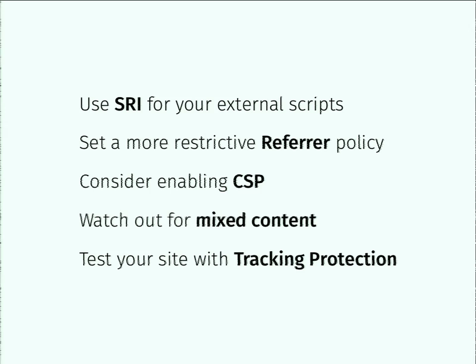All right, so for developers, it's pretty simple. It's the stuff that I've been talking about. Use SRI for all of your external scripts, the ones that don't change. Set a more restrictive referrer policy, ideally no referrer if you can afford it, otherwise one of the other ones. Consider enabling CSP. Now CSP, if you're trying to add it to an existing site, can be a lot of work, but for a new site, if you start with CSP from day one, it's quite a bit easier. Watch out for mixed content, because that will actually remove the padlock from your website if you care about that. And test your site with tracking protection. Just open up Firefox, go into private browsing, and test your site there. Because if you accidentally rely, say, on features provided by tracking scripts, then your site might break if the user chooses not to load those tracking scripts.